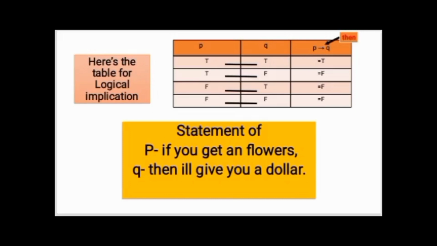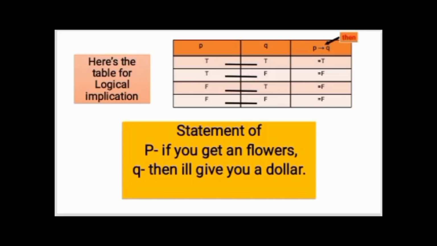It is true, then true, it is equal to true, which is: if you get a flower, I'll give you $1. Yes, which is true. And the next statement: if you get a flower, then I will not give you $1. So the statement is false because whenever you get a flower, you will not be having $1.